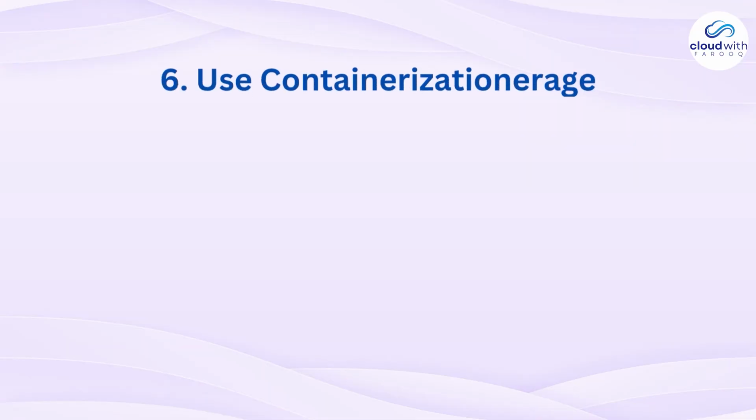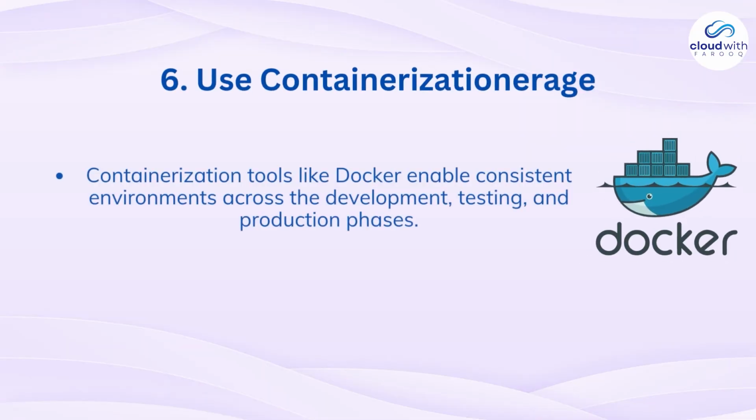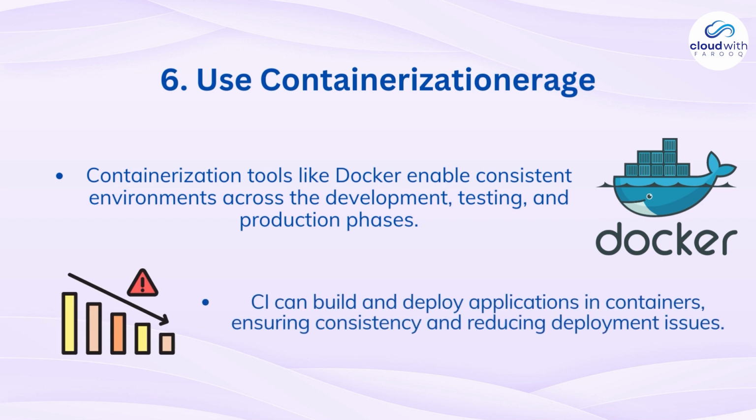Number 6. Use containerization. Containerization tools like Docker enable consistent environments across the development, testing, and production phases. CI can build and deploy applications in containers, ensuring consistency and reducing deployment issues.